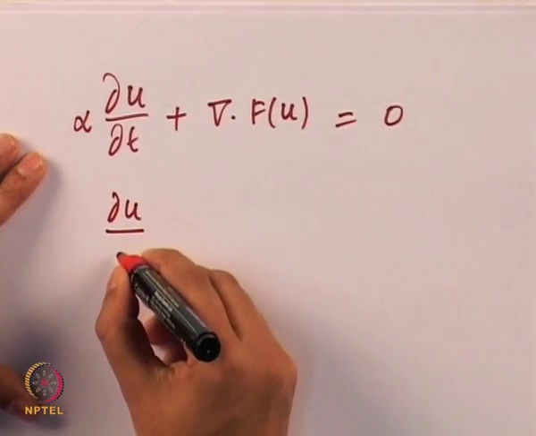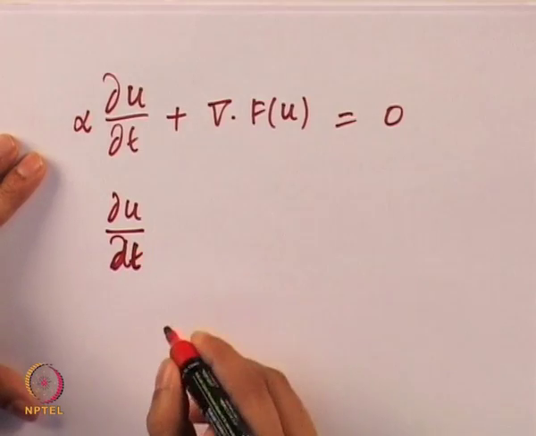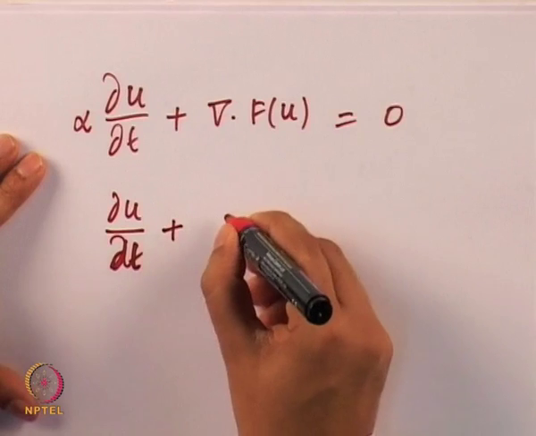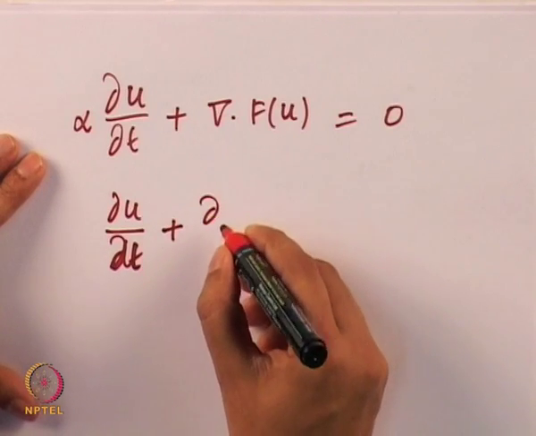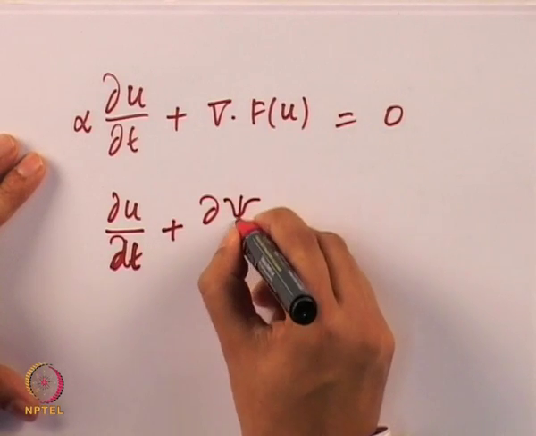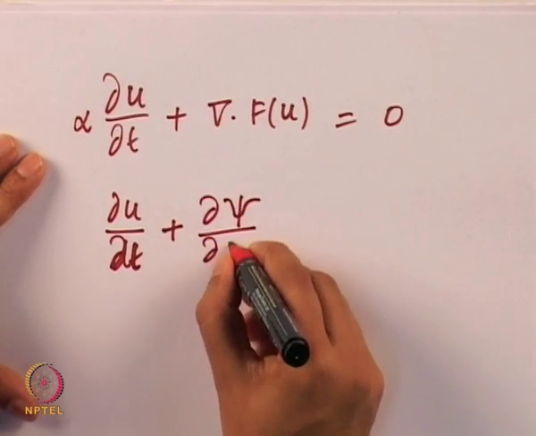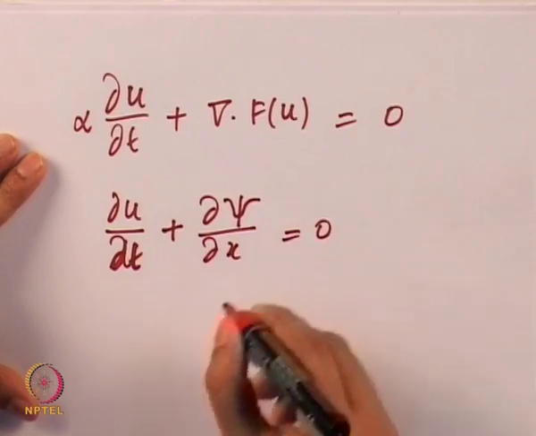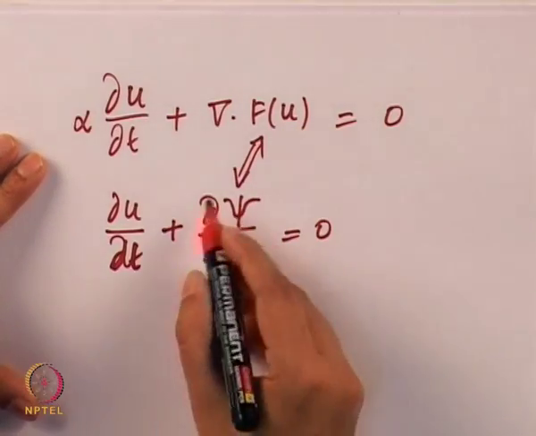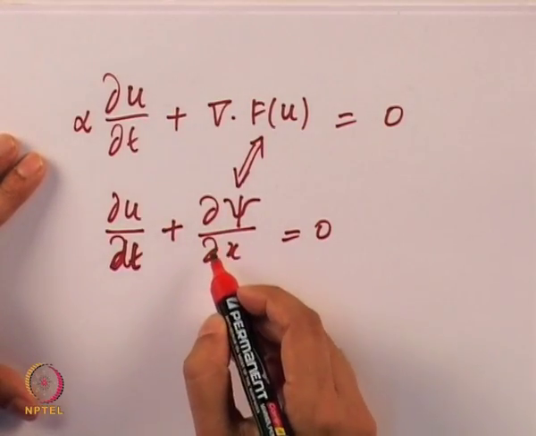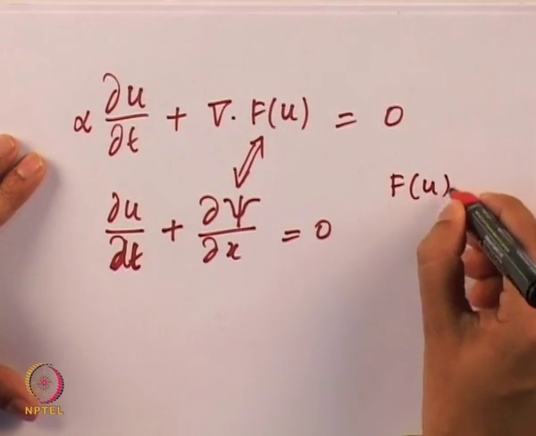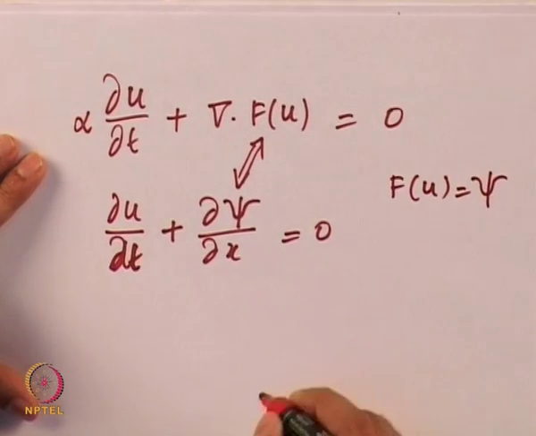So we will have dou u by dou t plus dou of the flux function, let us call this flux function as C, by dou x is equal to 0. So there is a relationship between these two terms. So this is the flux function, this is the divergence of the flux function, where the flux function f of u is equal to C.